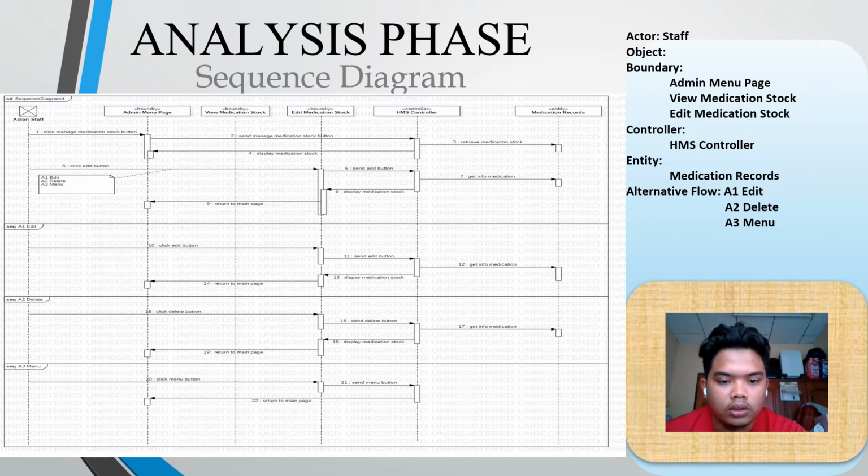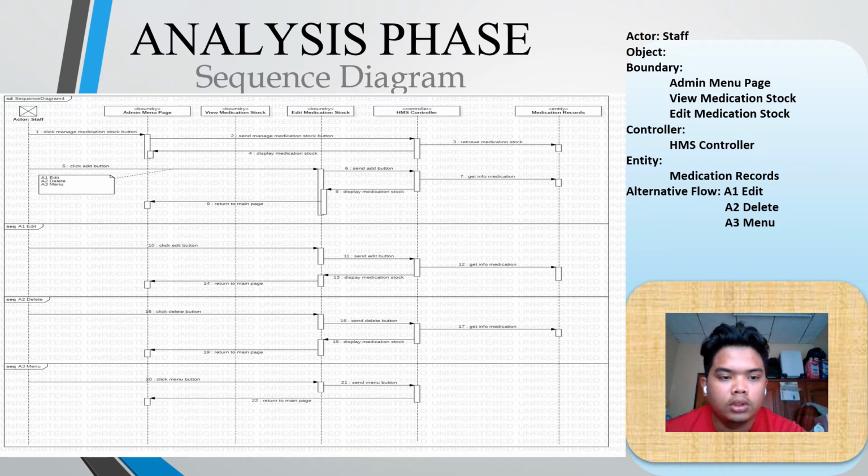The system will send manage medication stop button, and then it will retrieve medication stop. After that, the system will display medication stop. Then the staff will click add button. At this point we have 3 alternatives: one is edit, 2 delete, and 3 menu. And then the system will send add button. After that, it will appear get info medication, and the system will display medication stop, and it will return to main page.